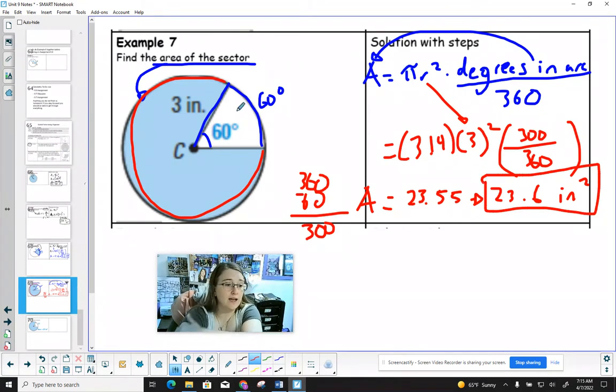Okay, so again, reminders. We're going to do one more problem. Reminders as you are doing this formula and any formula: the degrees in the arc needs to go with the area that you wanted. That's why we had to use the 300 instead of the 60. And then again, if it's degrees, it goes in degrees. If it's radius, it goes with R. If it's the area given to you, it goes in A.